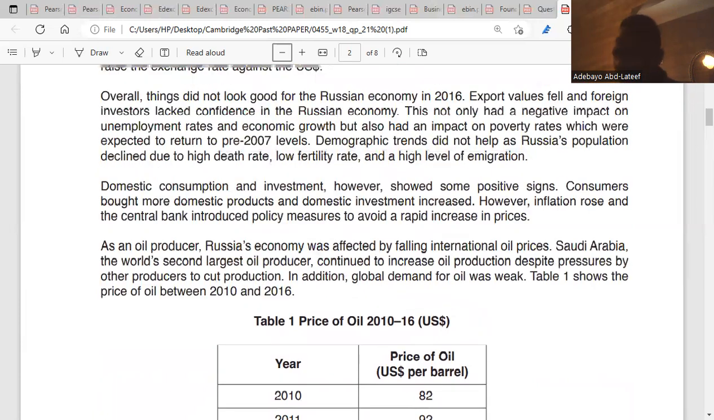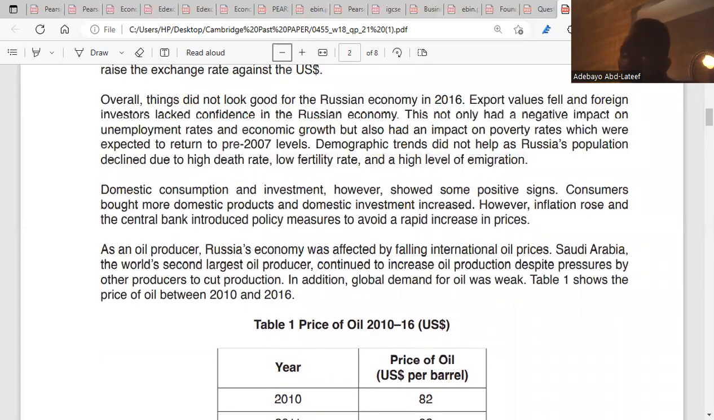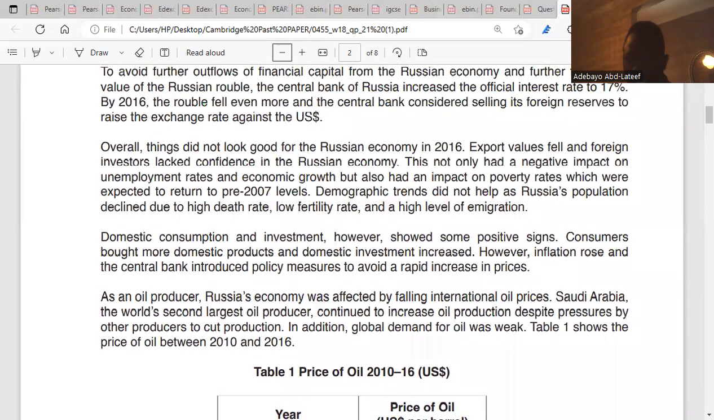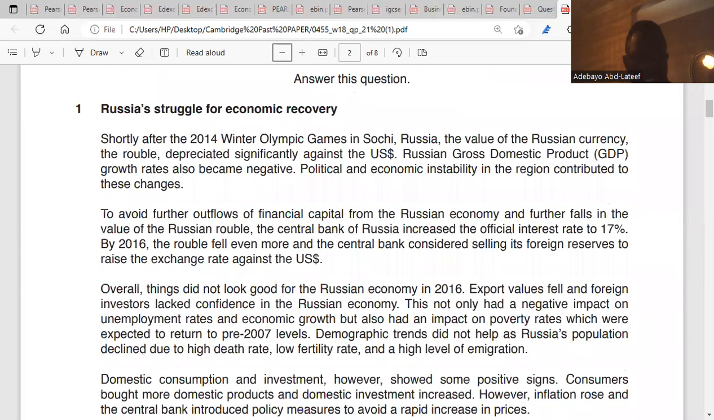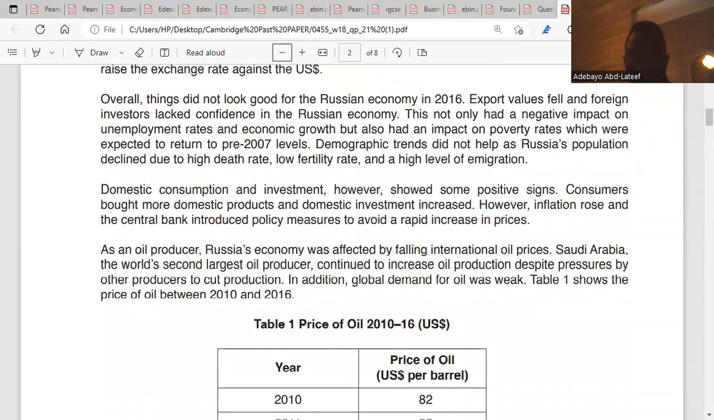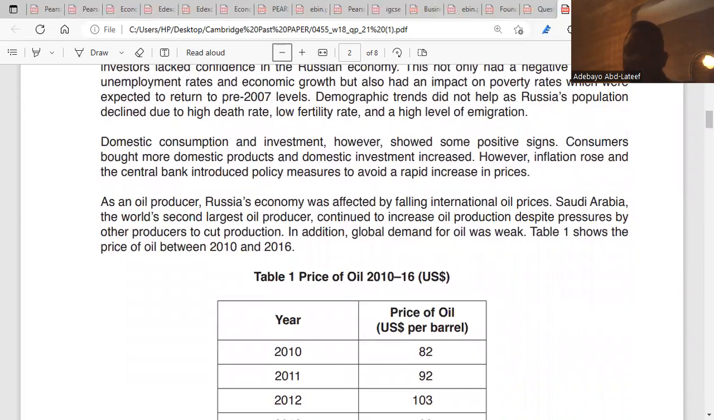So for the case study, I said 2 things here. I said excess supply. So we can link excess supply to Saudi Arabia increasing oil production, which means supply increases. Because here in the 5th paragraph, they said, as an oil producer, Russia's economy was affected by falling international oil prices. Saudi Arabia, the world's 2nd largest oil producer, continued to increase oil production despite pressure by other producers to cut production. The price of oil continued to fall because the supply of oil increases in the market.